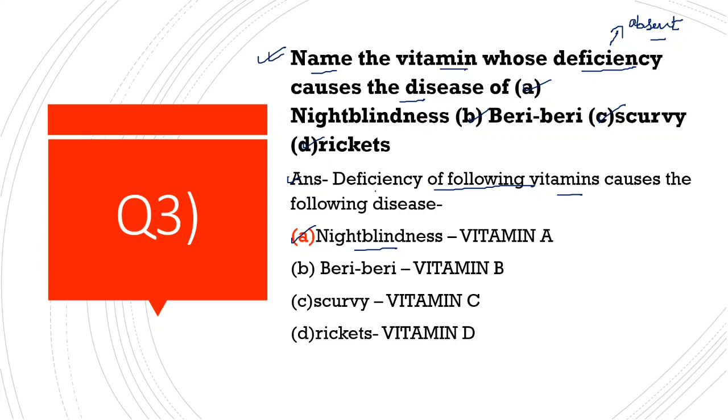Night blindness: vitamin A, that is, lack of vitamin A causes night blindness. For beriberi, the answer will be vitamin B. For scurvy, it will be vitamin C. And for rickets, it will be vitamin D. That is, in the absence of vitamin B, beriberi is caused. In the absence of vitamin C, scurvy is caused. In the absence of vitamin D, rickets is caused.